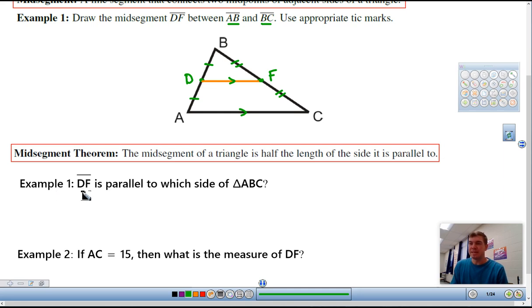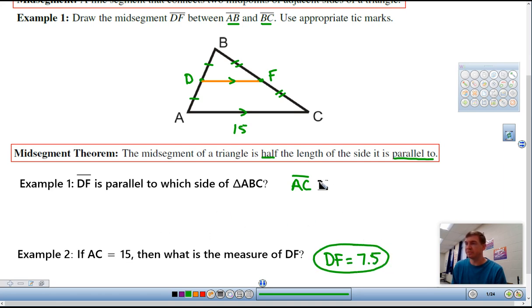It says, example 1, DF is parallel to which side of triangle ABC? Well, that would be side AC, as I already have marked. If AC is 15, then what is the measure of segment DF? DF would be half of the side it's parallel to. So if this is 15, then we would need to divide that by 2 to get that DF is 7.5. DF would be half of the 15.